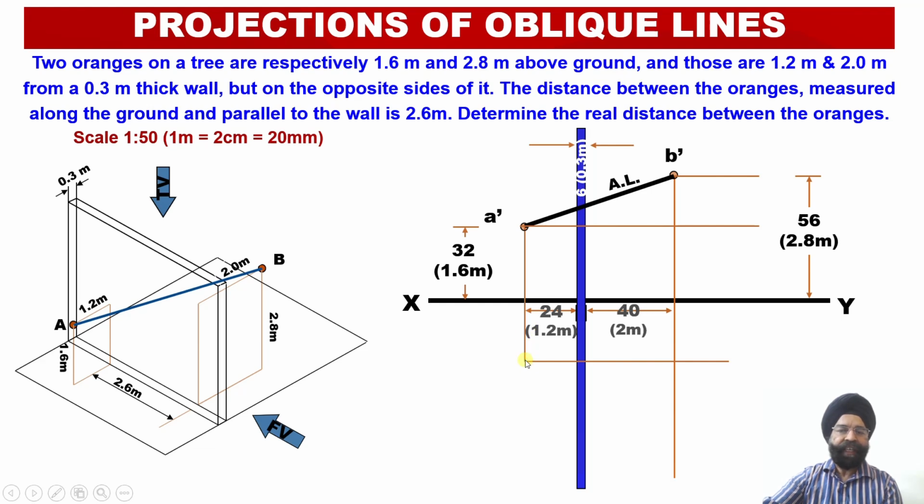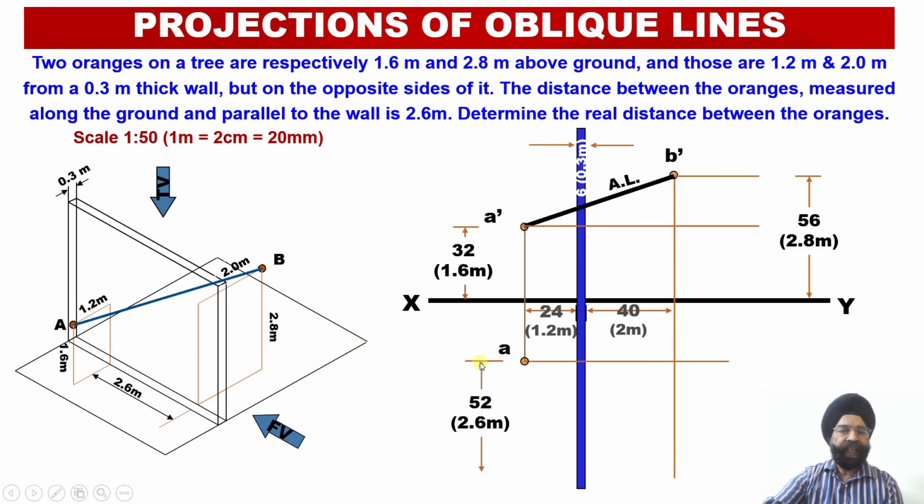So as we have said, this distance is an arbitrary distance because it has not been defined. Distance of point A from the vertical plane has not been defined. So once we locate point A over here, another thing we know from the statement is that the distance between orange A and orange B measured along the wall is equal to 2.6 meter. So this distance of 2.6 meter will translate to 52 millimeter in the top view.